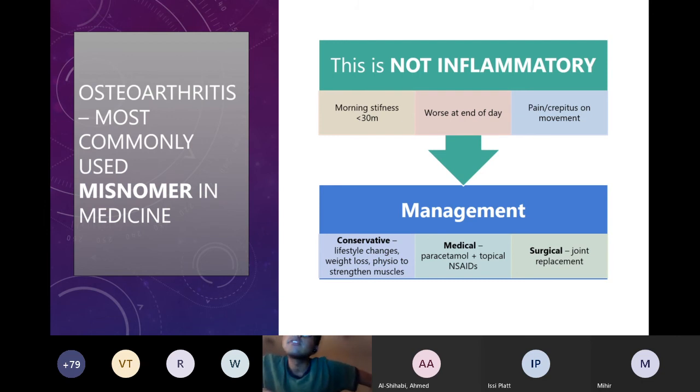Cool. So I'm not going to spend a lot of time on osteoarthritis. It's just not inflammatory. They get morning stiffness for less than 30 minutes. It's worse at the end of the day. Conservative, medical, surgical is how you should be structuring all of your answers in medicine. Joint replacement is the only definitive management for this.